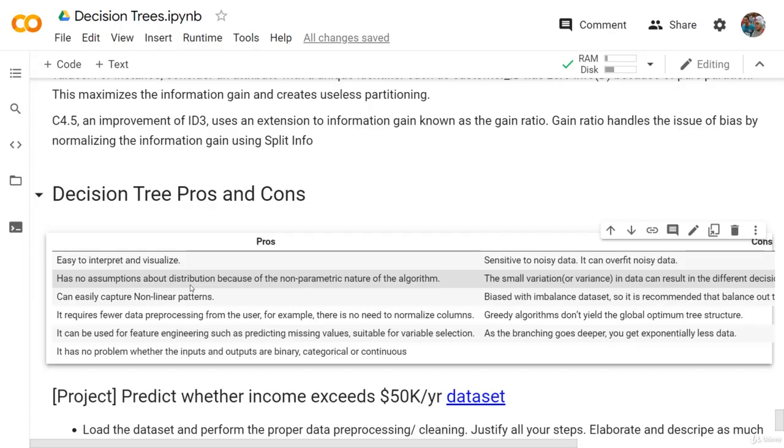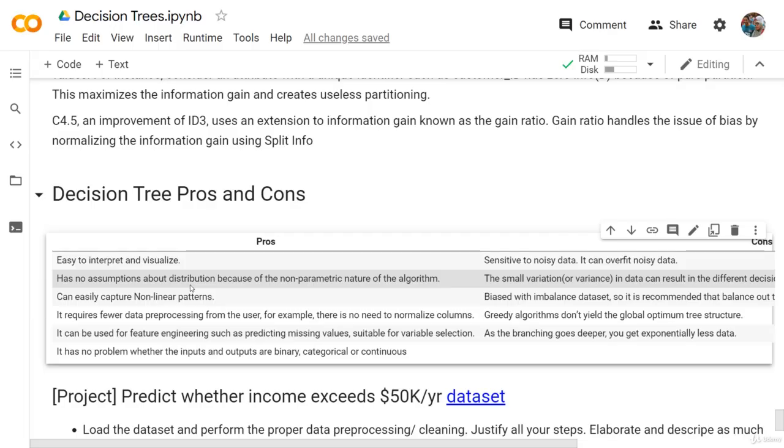The second pro for the decision tree is that it has no assumption about the distribution of the data, just like the KNN. Because it's a non-parametric model, we didn't really introduce any parameters when we talked about the decision tree, right? We just introduced hyperparameters, which are found in any machine learning algorithm, but for the parameters, we didn't really discuss any, because we don't really have any. So the decision tree is a non-parametric model. So whatever the distribution of the data, it will fit this data. And it can easily capture non-linear patterns.